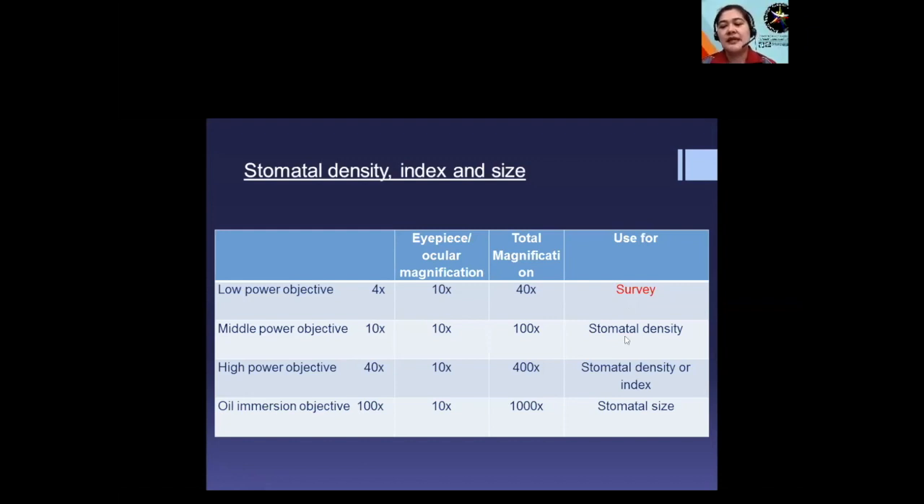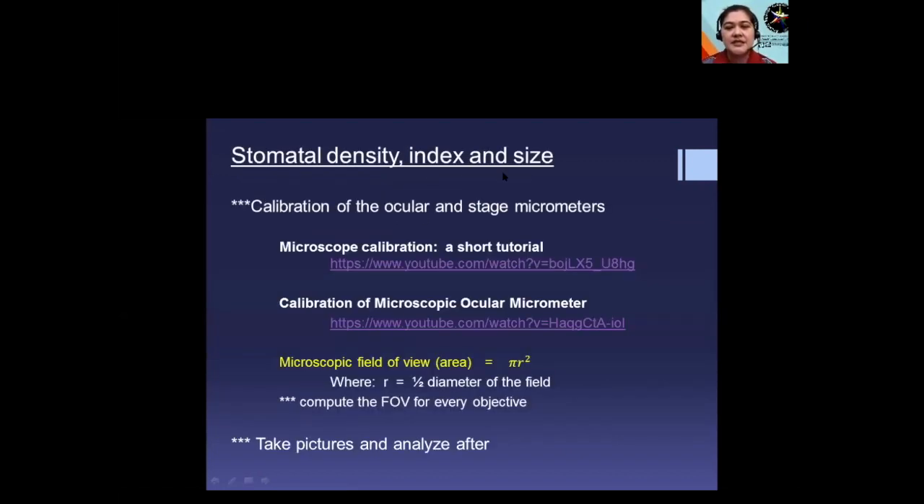Okay. For stomatal density, you could already make use of middle power objective. And for stomatal density or index, po pwede na sa high power objective. Pero pag stomatal size ang i-measure natin, then it's best that we make use of the oil immersion objective. Okay. So for stomatal density, index, and size, kailangan po nating mag-calibrate ng ocular and stage micrometers. Okay? Hindi ko na po yan mapapakita sa inyo dahil wala po akong microscope dito sa bahay.